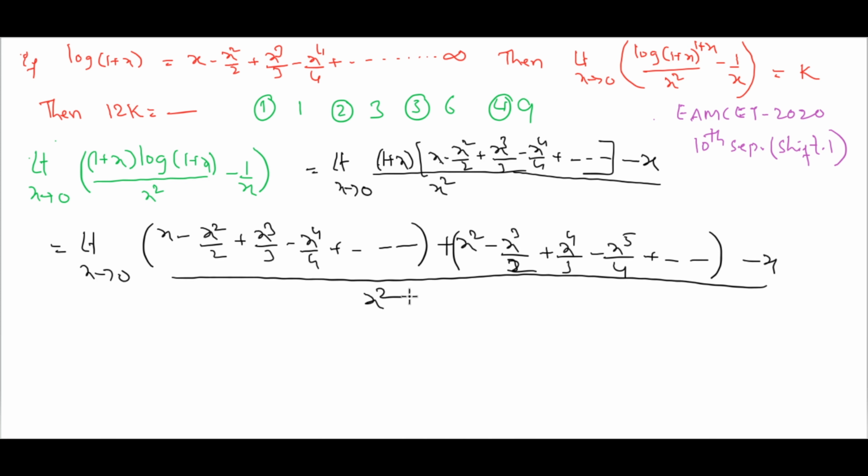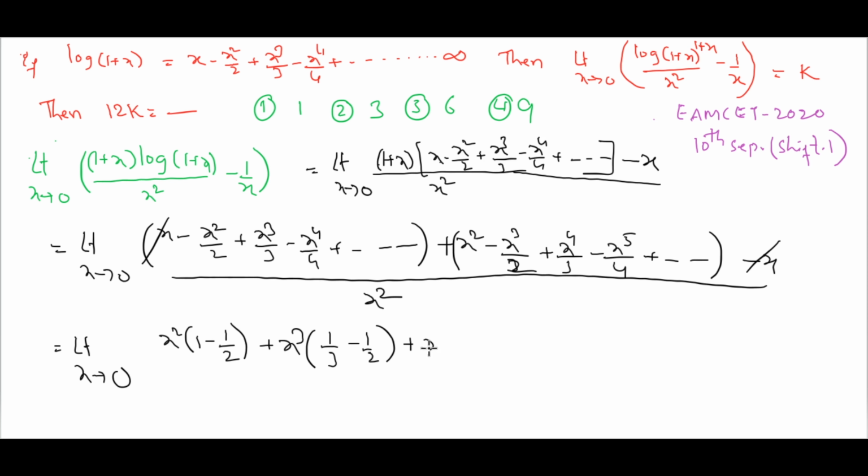Minus x, whole by x square. Here is plus x and minus x is cancelled. That is equal to limit x tends to 0, here is x square by 2, here is plus x square by 2. Take x square common, that is 1 minus 1 by 2, and take x cube common, that is 1 by 3 minus 1 by 2, plus x power 4 common, that is 1 by 3 minus 1 by 4, plus up to so on, whole by x square.